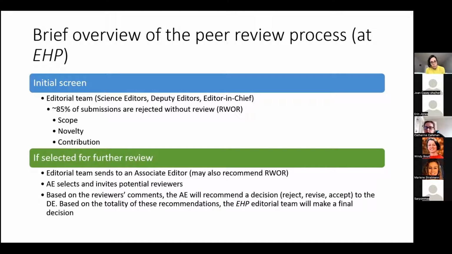If the paper is selected for further review, we send that to the associate editor, who may also recommend rejecting without sending for peer review, or they select and invite potential reviewers. Based on these reviewer comments, the AE will recommend a decision to the deputy editor, and then the EHP team will make the final decision.